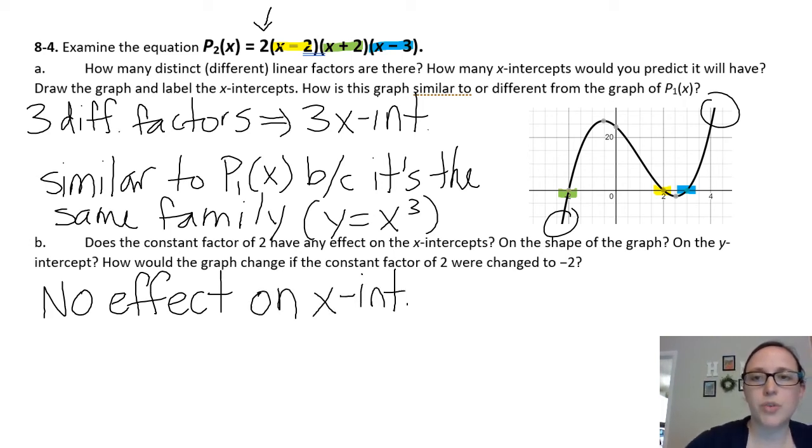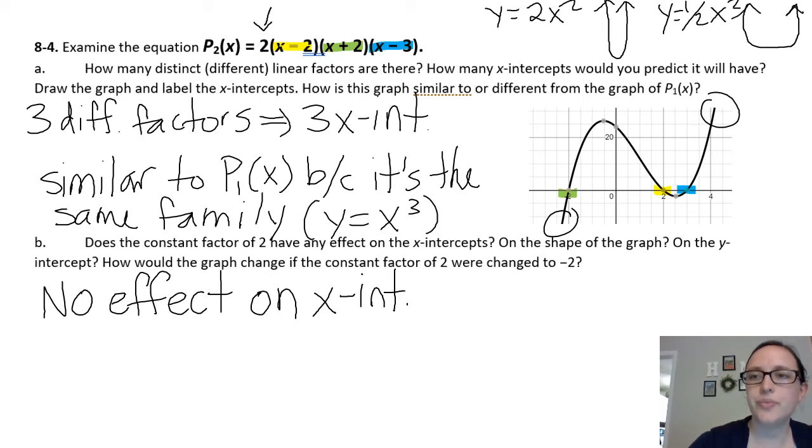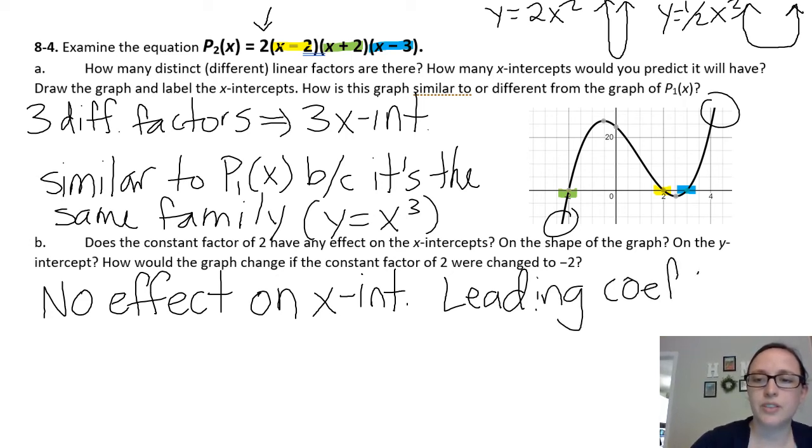So if you remember from quadratics, if we had y equals x squared or 2x squared, then it would be stretched narrow. If we had y equals like 1/2 x squared, then it would be wider. So that's what the number in front does in other polynomials as well. So the leading coefficient stretches the graph. That's another vocab word. Leading coefficient is that 2, the number in front.